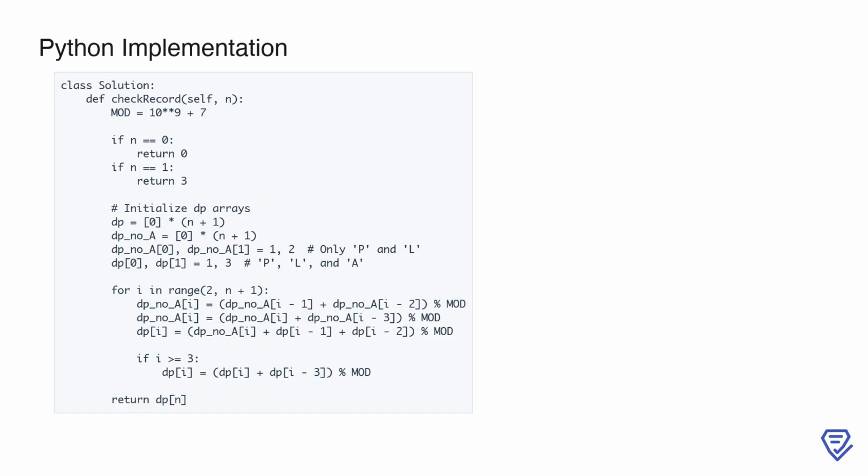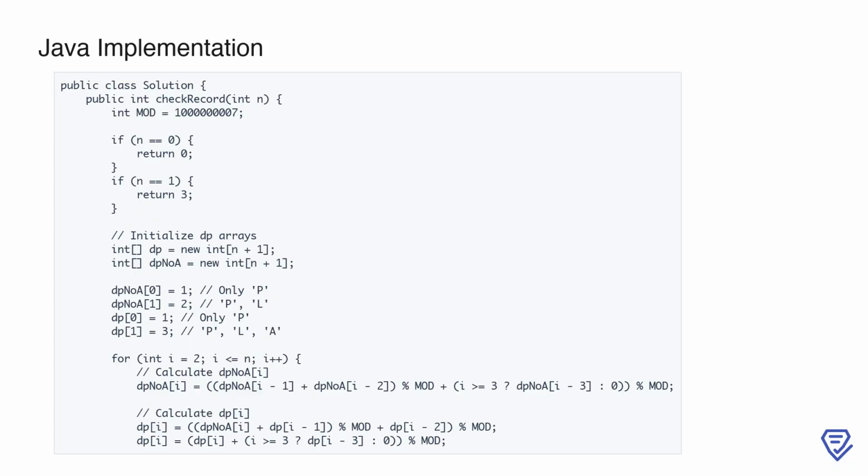Here, we begin by defining the method checkRecord, which takes an integer n representing the length of the attendance record. We also define a constant mod to handle large numbers and ensure our calculations remain within the limits of integer values. Next, we include base cases. If n is 0, there are no valid attendance records, so we return 0. If n is 1, there are 3 valid records, P, L, and A, so we return 3.